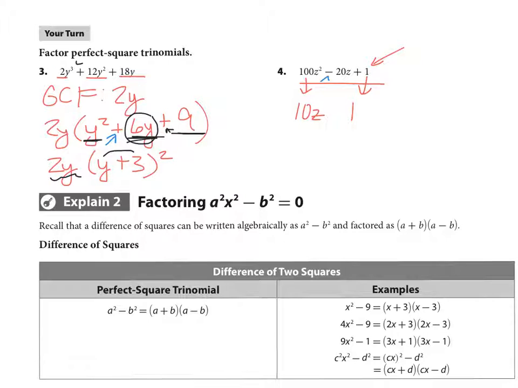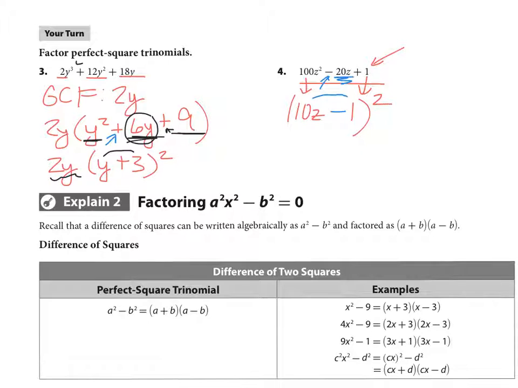Now, is it positive or negative? Look back up here at your middle term. That's a minus. Therefore, this must be a minus. Now, double check what has to happen. When you multiply these, you get 10z, multiply that by 2, and you get 20z, which is what you have up here. So yes, this is a perfect square trinomial, and there you go.